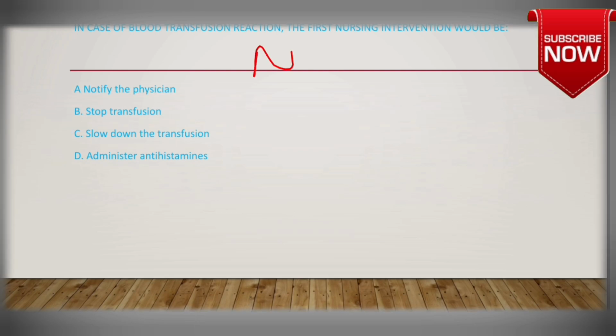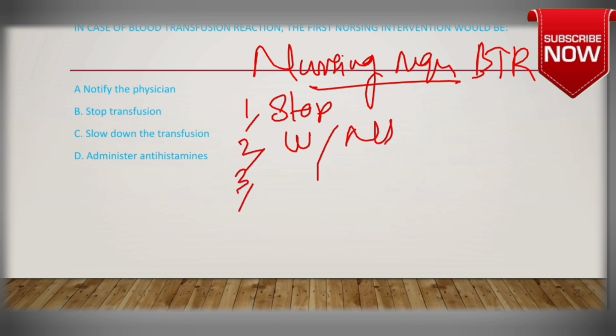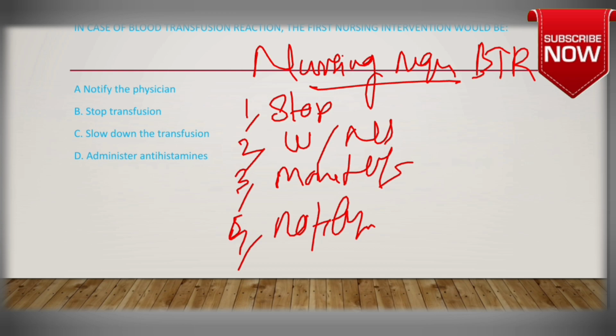Nursing management of blood transfusion reaction. First action is stop the transfusion. Second action is keep the IV line open with normal saline. Third action is monitor vital signs. Fourth action is notify the physician. Fifth action is inform the blood bank.